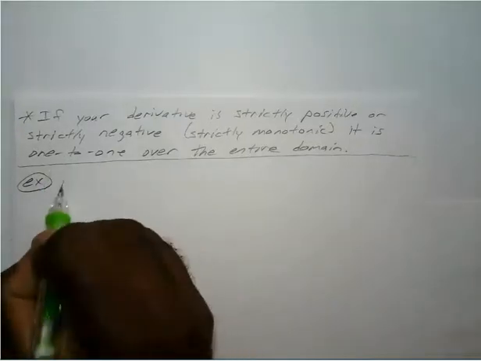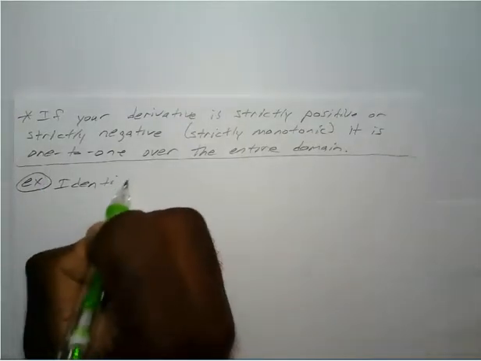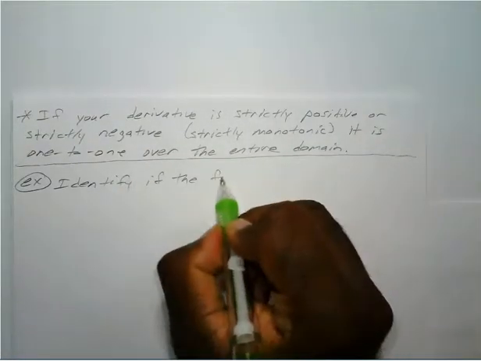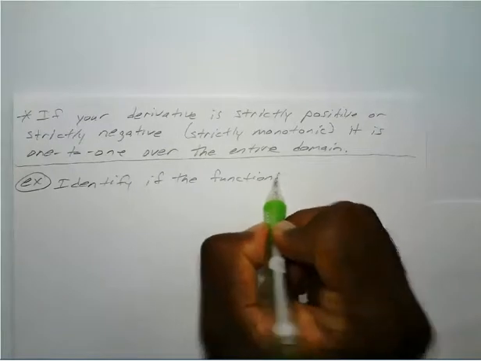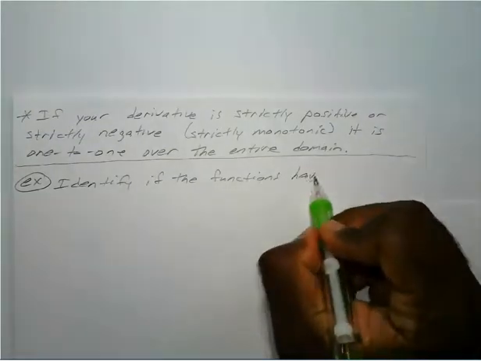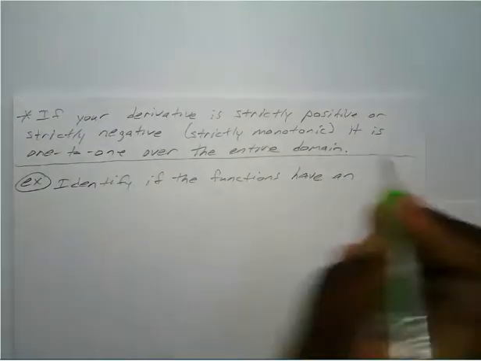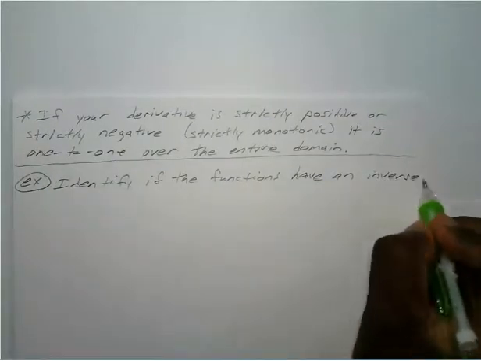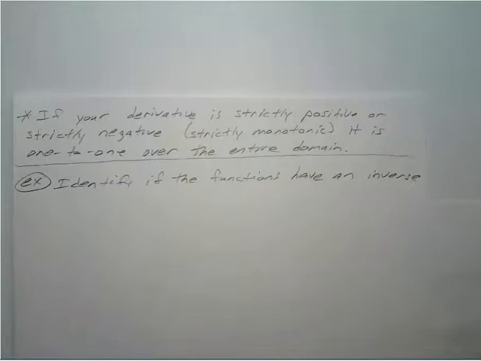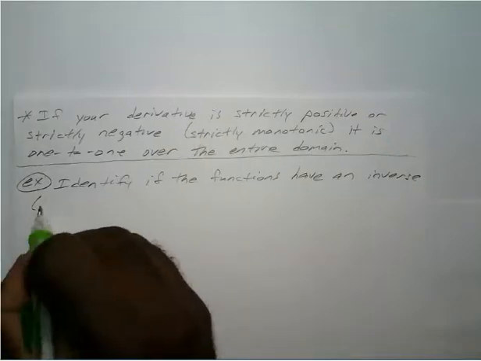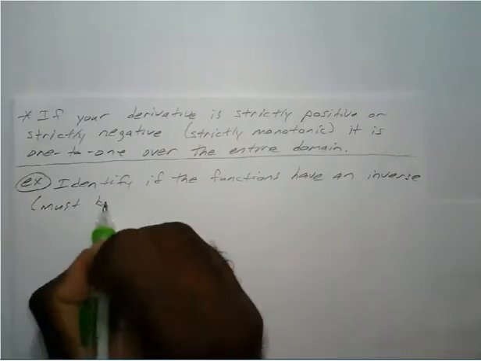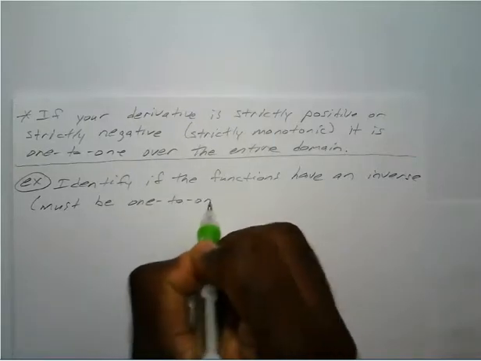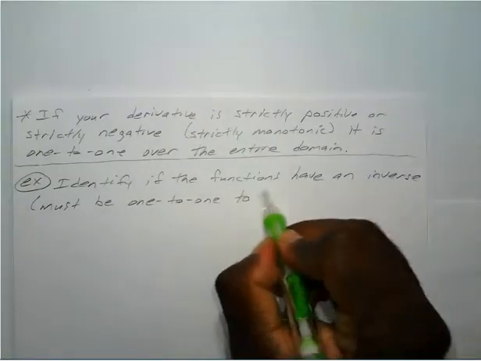Okay, so what if we wanted to identify if the functions have an inverse? Okay, how do we know if they have an inverse? Because they must be one-to-one to have an inverse.